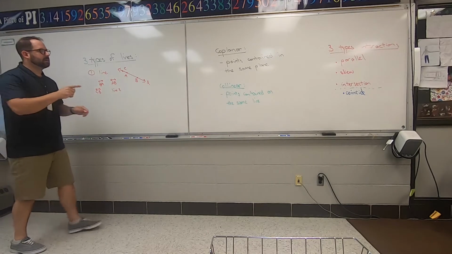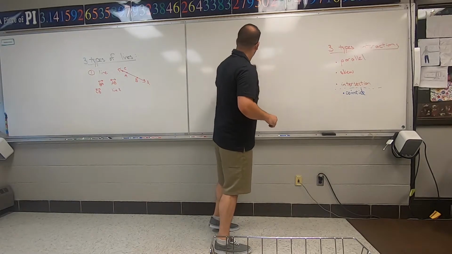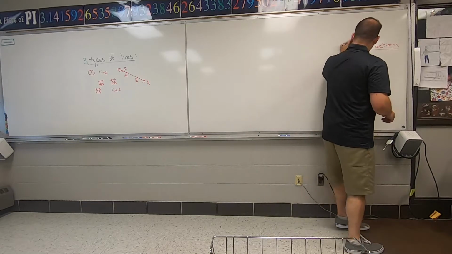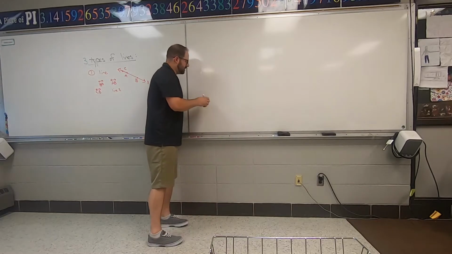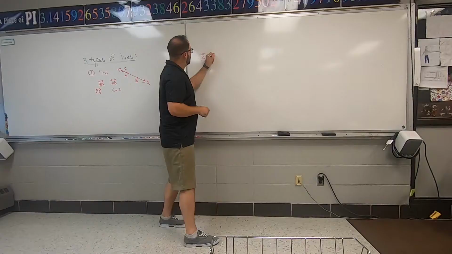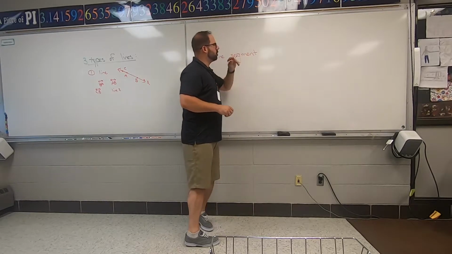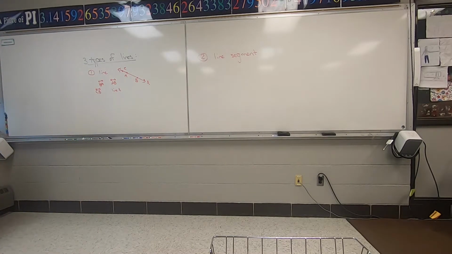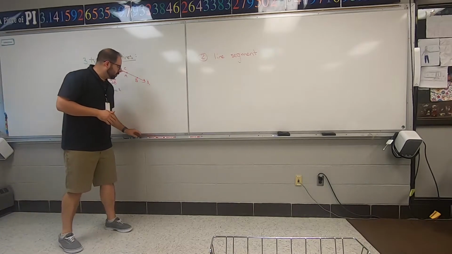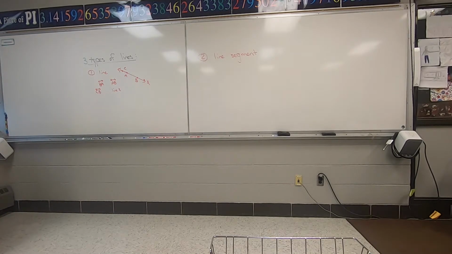Now, let's get to the second type. I'm going to put it over here. All right, second type. These are in no particular order, by the way. It's called a line segment. Anyone happen to know what a line segment would look like? Isn't it just a line between 2 points, but it doesn't extend?